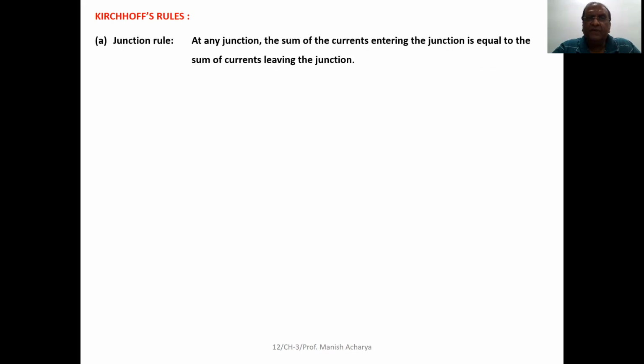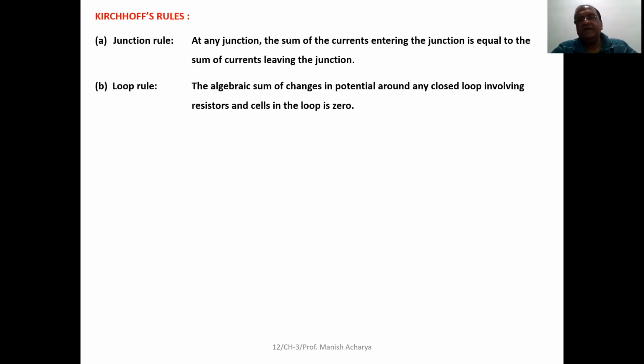Now, there are two rules suggested by scientist Kirchhoff. One is known as the junction rule and the other is known as the loop rule. The junction rule suggests this: at any junction in the given network, the sum of the currents entering the junction is equal to the sum of the currents leaving the junction.